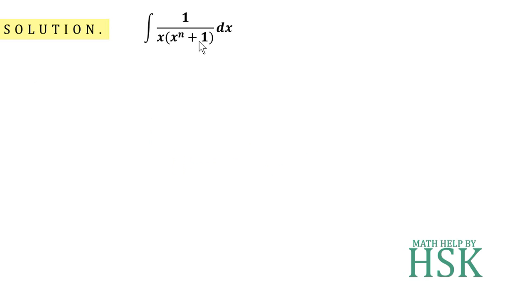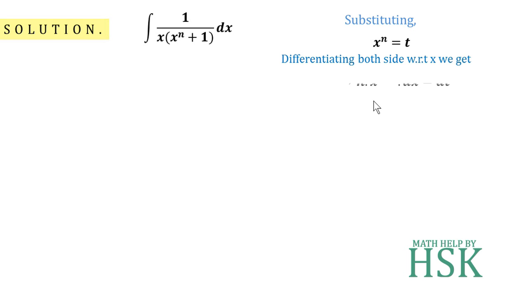Now, right now, what we can do to integrate? We cannot resolve it into partial fractions right now. Only thing left out is substitution method. So to begin this question, I'm going to substitute x to the power of n is equal to t. On differentiating both sides with respect to x, I'm going to get n times x to the power of n minus 1 dx as equal to dt.